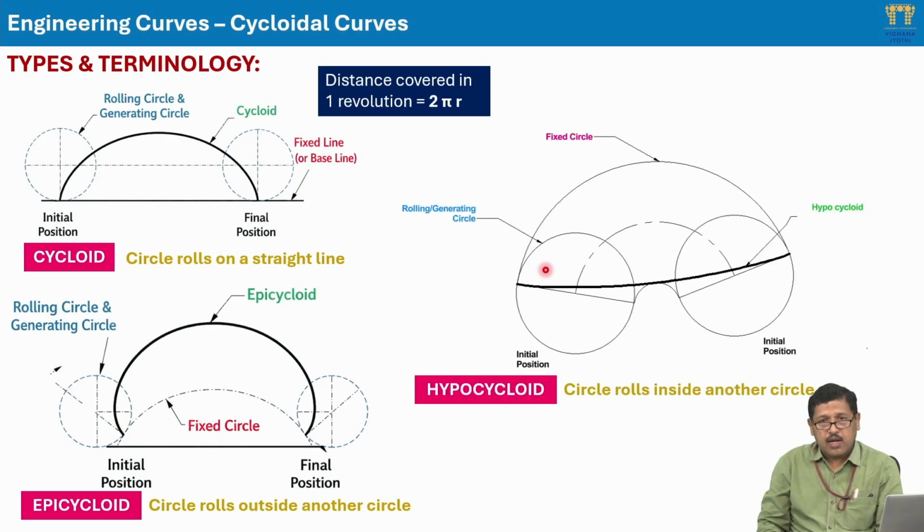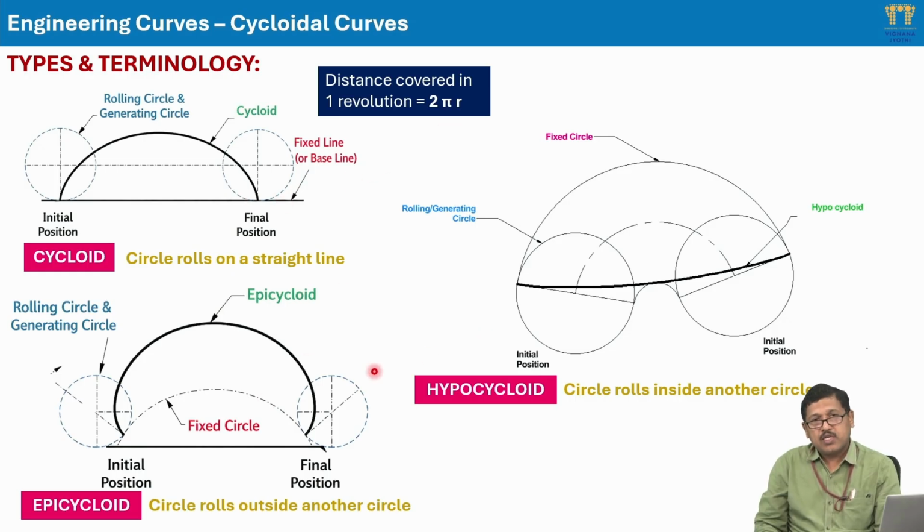And when this smaller circle rolls inside a bigger circle, then the path that is traced is called a hypocycloid. So we have these three types of cycloidal curves. One is cycloid, wherein the circle rolls on a fixed straight line. Then we have epicycloid, wherein the rolling circle rolls on another circle but outside it. And the third type is hypocycloid, wherein the rolling circle rolls on another circle but inside it. Now we have already specified for the cycloid curve that for one complete revolution of the rolling circle, the distance traveled will be equal to the circumferential length.